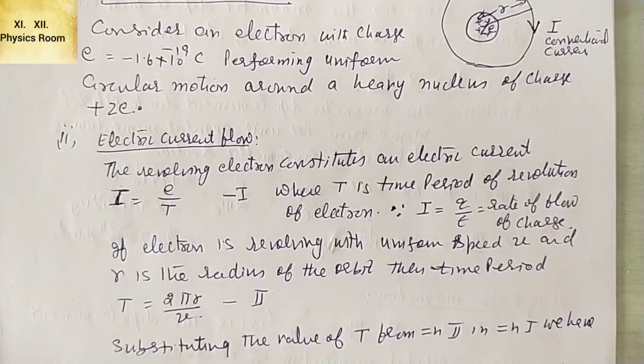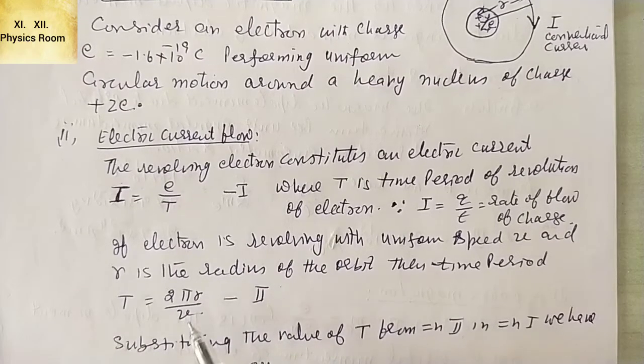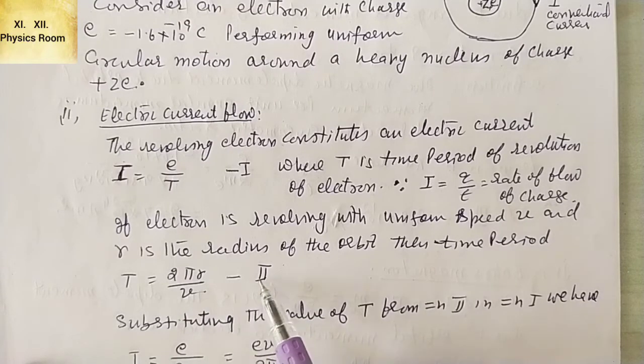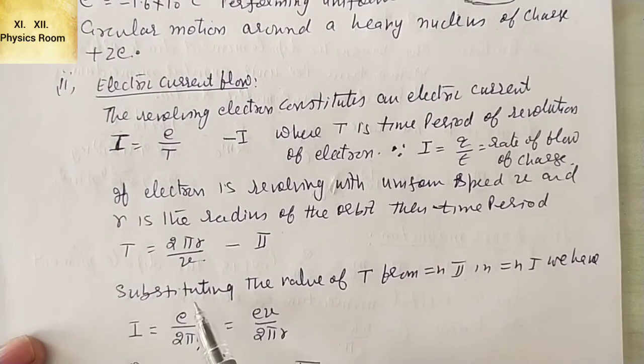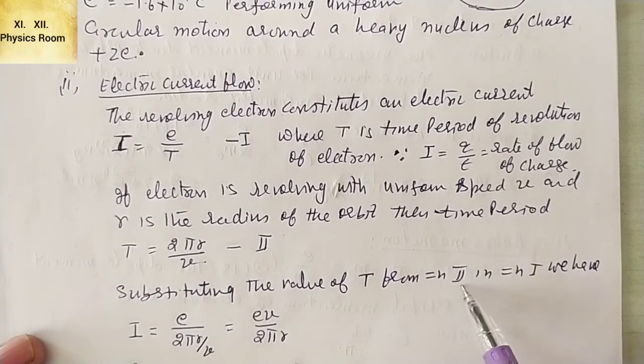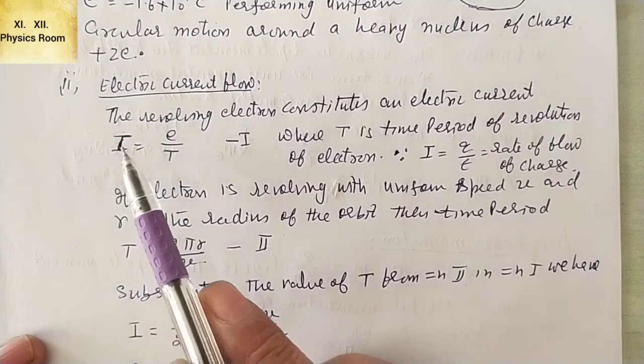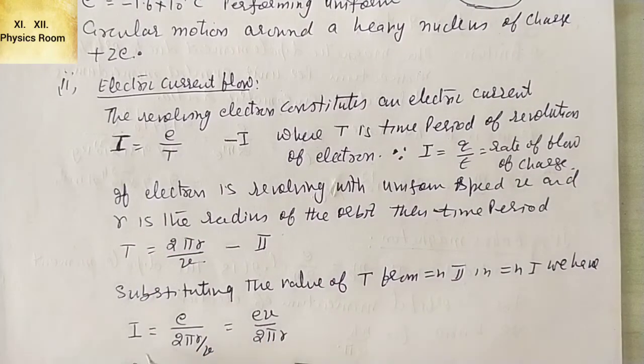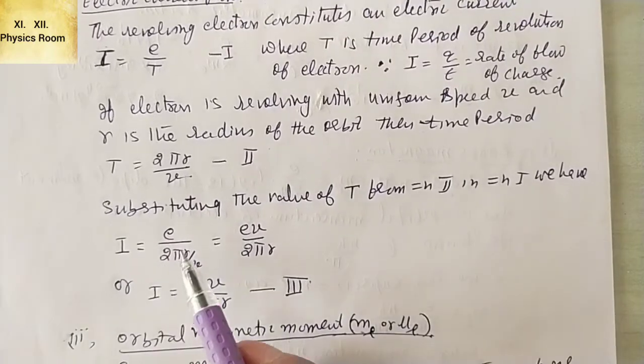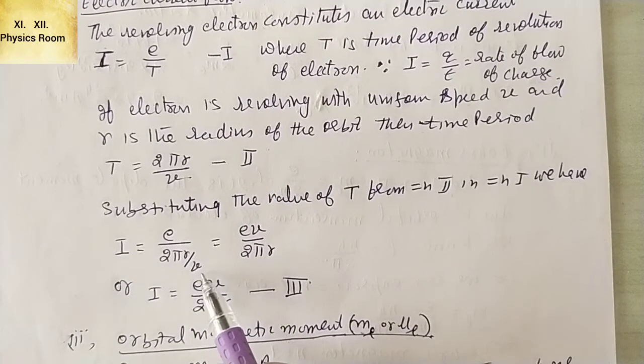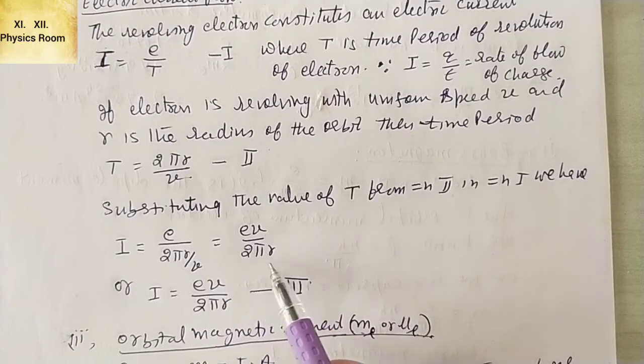Now if the electron is revolving with uniform speed v and r is the radius of the orbit, then time period T would be equal to 2 pi r by v. Let us mark it as equation 2. This is equation 1, this is equation 2. Now substituting the value of T from equation 2 in equation 1, we get I is equal to e divided by 2 pi r by v, and it is equal to ev by 2 pi r.